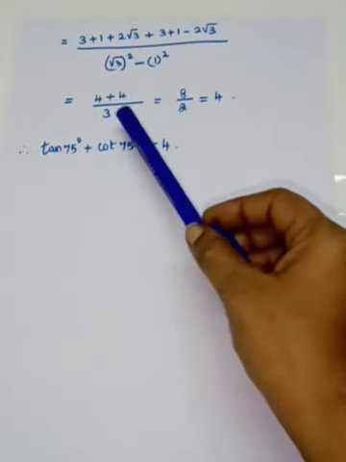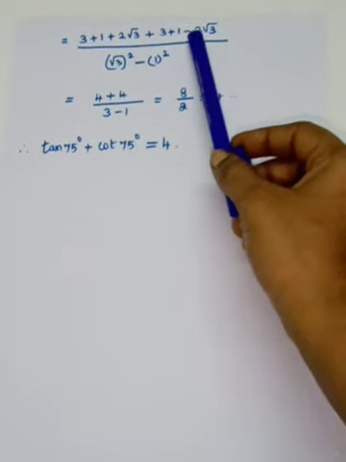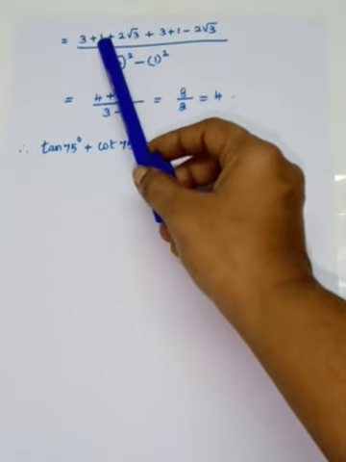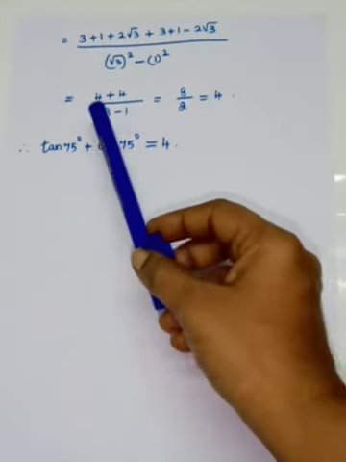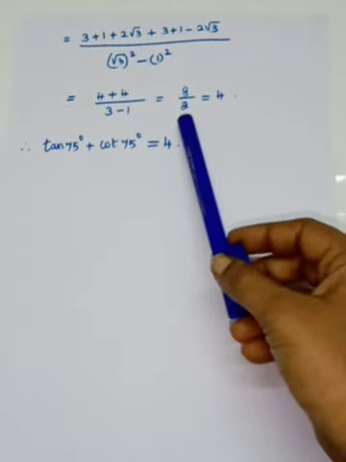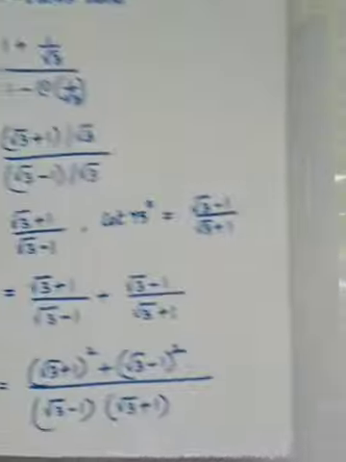So root 3 the whole square is 3, minus 1. Plus 2 root 3 and minus 2 root 3 get cancelled. What is 3 plus 1? 4. 4 plus 4 is 8. 8 by 3 minus 1 is 2, 8 by 2 is 4. So therefore tan 75 degree plus cot 75 degree is equal to 4. Thank you students.